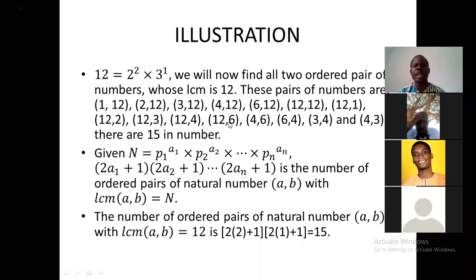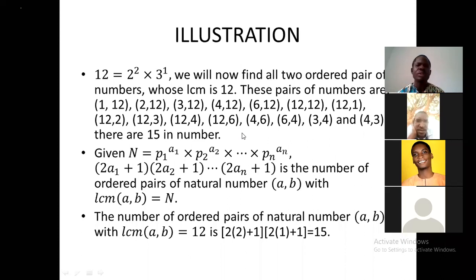If you think about this, you have 4, 6, 6, 4, 3, 4, and 4, 3. Now, if you want to count them, there are 15 of them. The problem with this method is that the chance of making a mistake is very high.